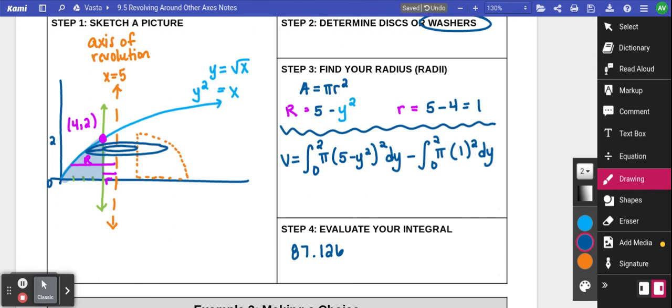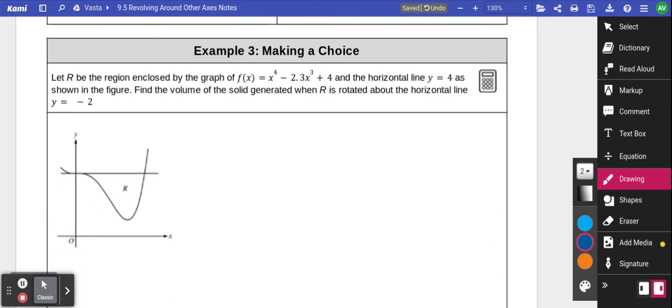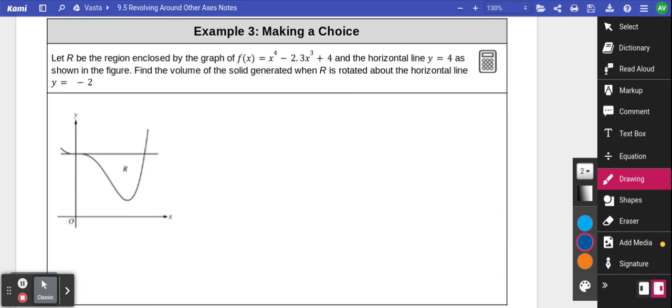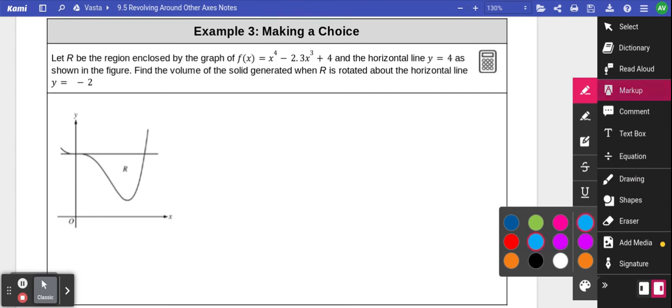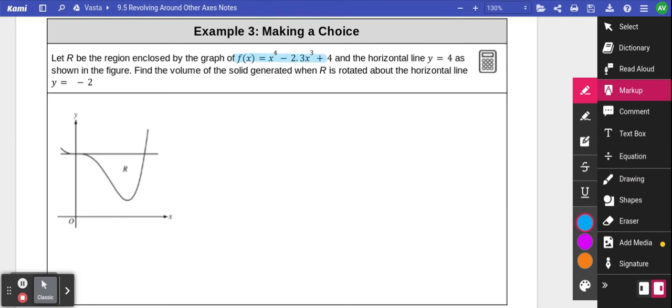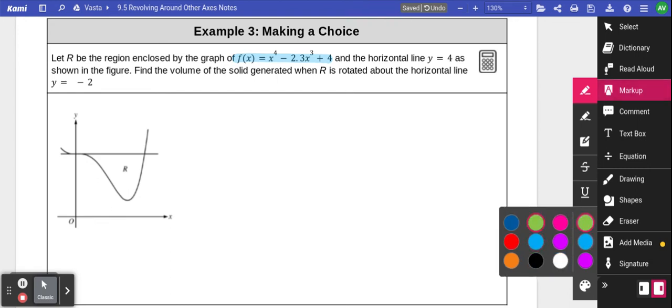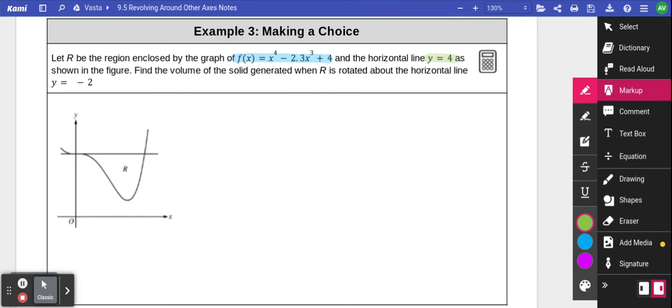All right, last but not least, let's go ahead and look at a problem where you do have to make a choice. So this is going to be a problem where you're going to have to decide, is it a horizontal line, is it a vertical line that we're revolving around, and how do we set up the formula in that case? We want R to be the region enclosed by the graph of f of x equals x to the fourth minus 2.3x cubed plus 4, which is shown on this picture here, and the horizontal line y equals 4, which again is shown on this picture here.